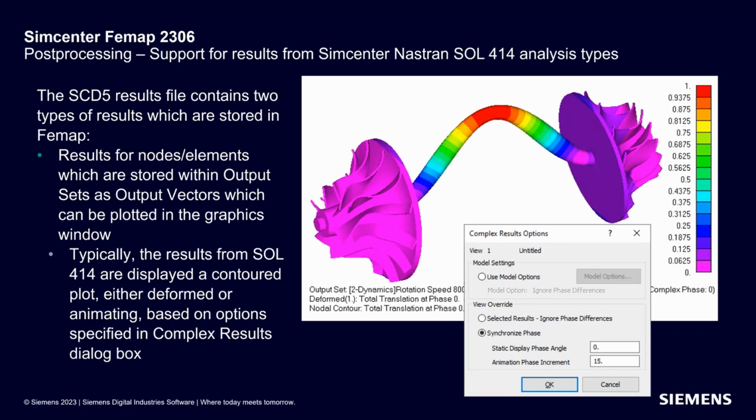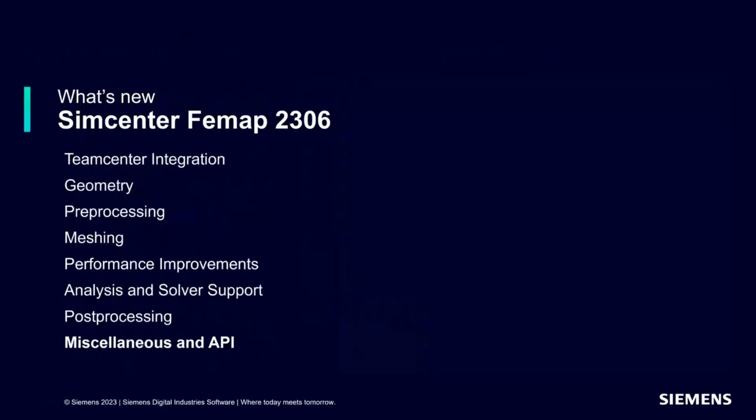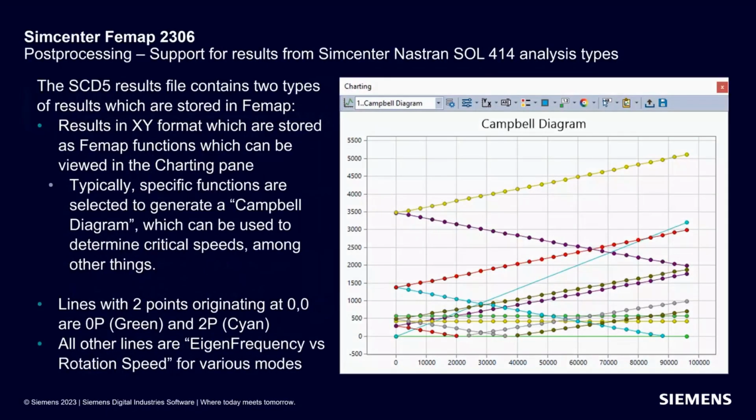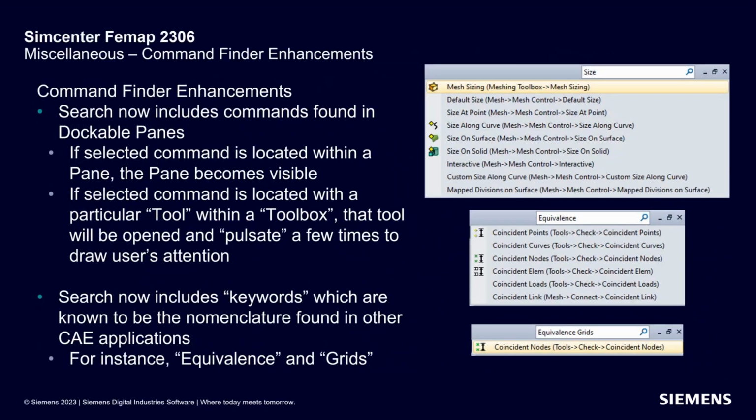We have complex options for results and Campbell diagrams if you're doing motor dynamics. Command Finder, hopefully if you've been using a newer version of Femap, you've been taking advantage of this. The initial implementation was in 2301, and you basically needed to type something that was in a command name in order for it to do anything.